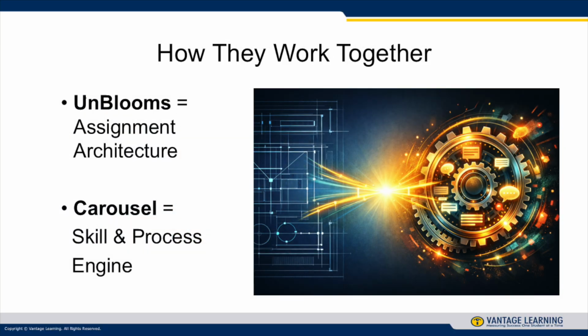UnBlooms provides the cognitive architecture. It structures how thinking deepens. The Writing Carousel provides instructional clarity. It defines what strong writing instruction includes inside that architecture. One designs movement through levels of complexity. The other ensures that writing skills are intentionally developed within that movement. Aligned, they prevent fragmentation. They create coherence between thinking and instruction.